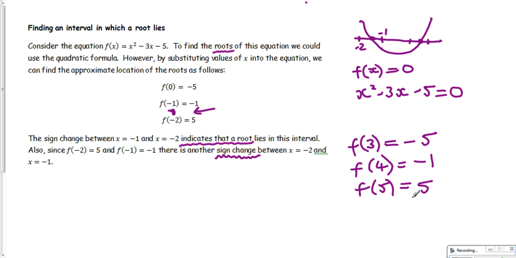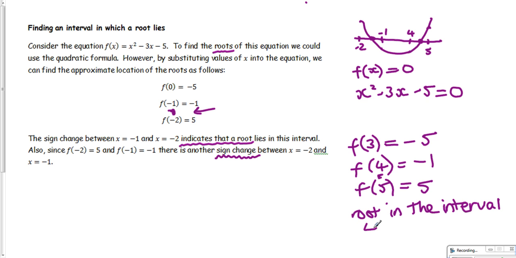There's no reason why you have to choose integers. You could choose decimals, but we tend to just choose integers. So you'll probably notice that between 4 and 5 is the next root. So 4 will be there, and that gives us a negative value for the function, and 5 is here, and that gives us a positive value for the function. So we've got a root in the interval.